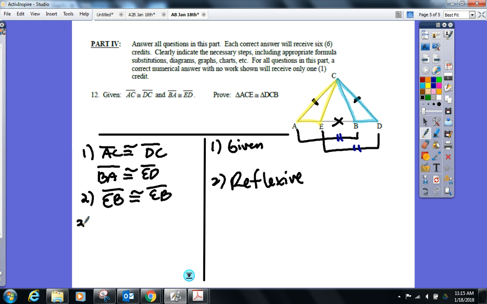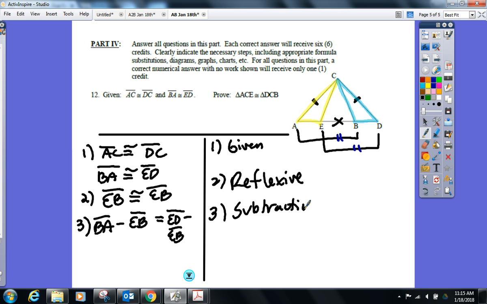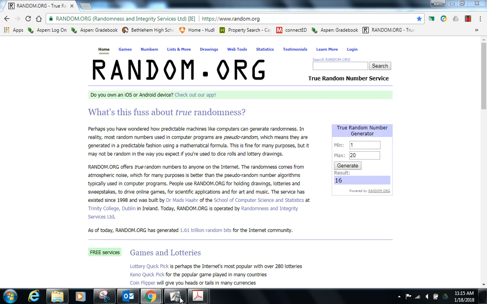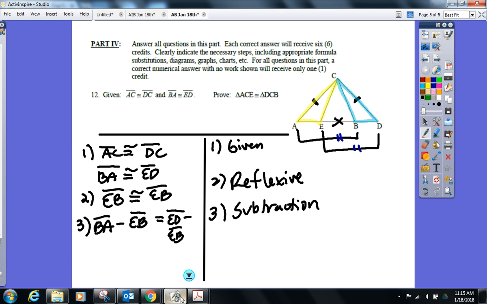Okay, so you're going to take BA and subtract what from it there, Emma? EB, and you're going to say that's the same length as ED minus EB. Yep, little thing we like to call subtraction. All right. Again, you could go a different way right now or keep on with Maggie and Emma's path. It's up to you. AE congruent to BD. Yep, substitution.